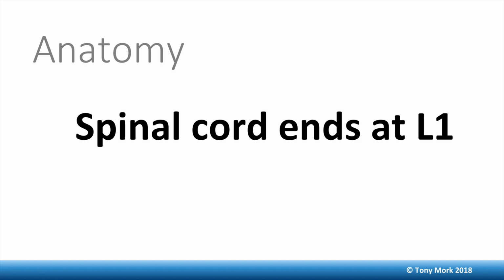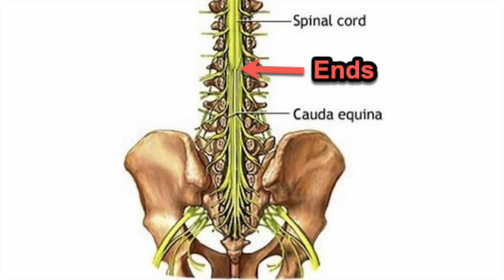Let's talk a little bit about the anatomy of the lumbar spine. Really, the spinal cord ends at lumbar 1. And we can see here in the picture, it ends there where the red arrow is. And at that point, the nerves separate and continue on as separate nerves down through the lumbar spine, exiting in the foraminal canals, going out to the buttock, thigh, and legs.